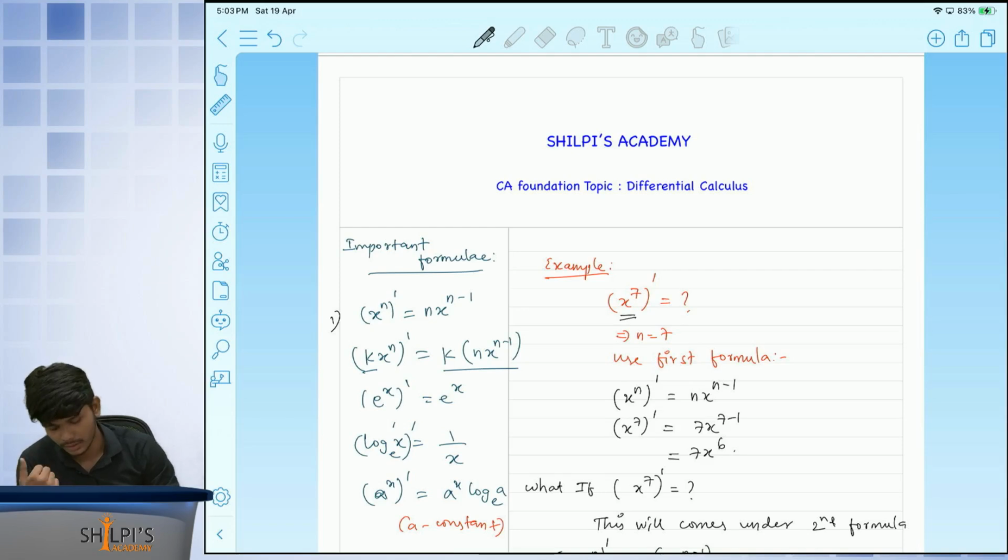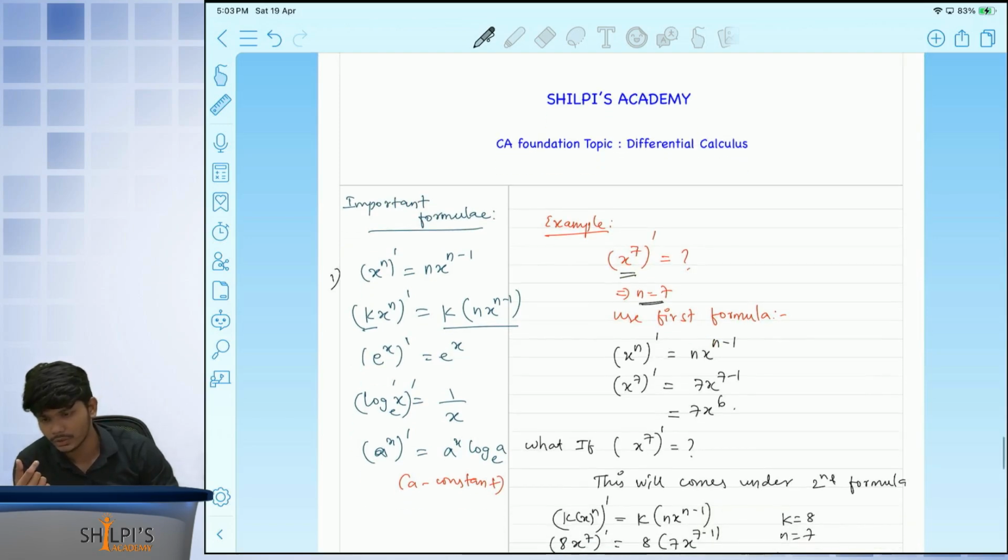So here the value of n is 7. So it is similar to the first formula, right? So I am going to write the first formula and I am going to apply that formula. It's very simple. In the place of n, I am going to put 7. So this will give us the answer as 7 into x power 6.